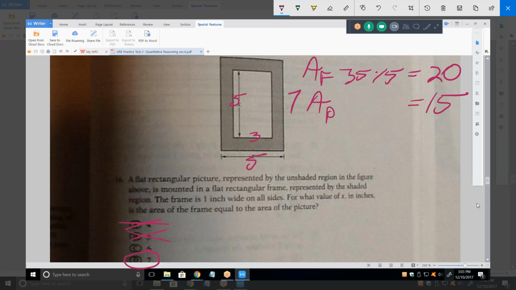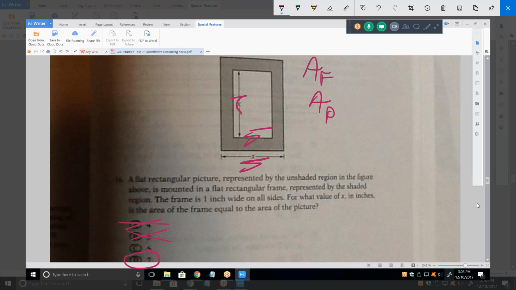Here's why you don't need to know. If we assume that 7 is correct, then that's 7. This is 5. This is 5.